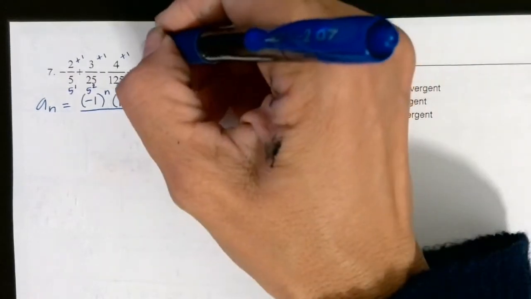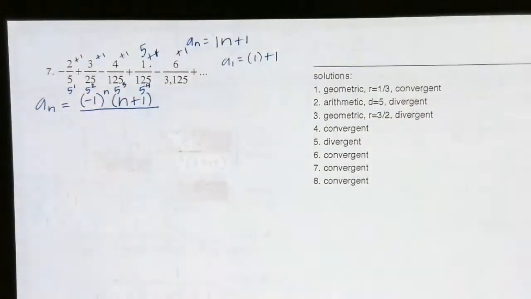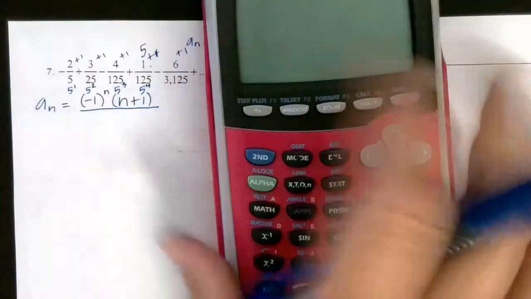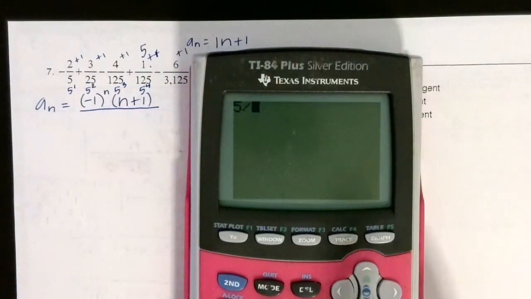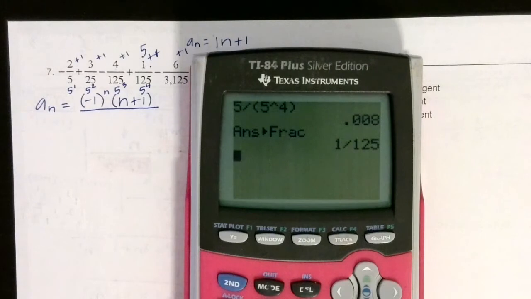Here's what it really is. It's 5, and then the bottom is 5 to the fourth power. So we have 5 divided by 5 to the fourth power, which gives me that. And when I change that to a fraction, I get 1 over 125. So it does fit the pattern.